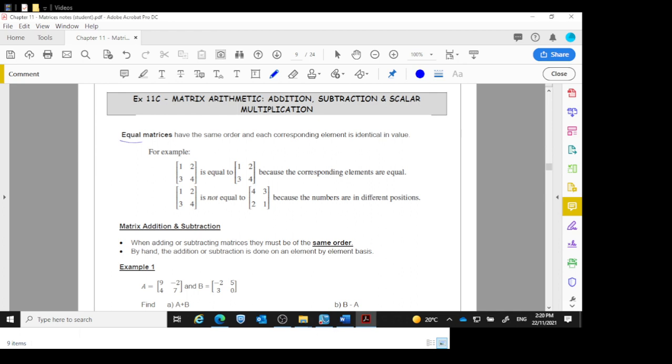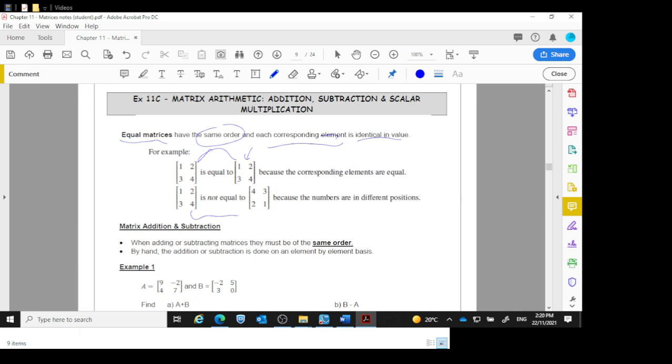Equal matrices mean they have the same order, and not only that, they are basically identical. So the numbers are in the same spot, same numbers in the same spot. So these two are exactly the same: 1, 2, 3, 4, 1, 2, 3, 4. They are identical matrices. Elements are the numbers in the matrix. They are exactly the same in the same spot.